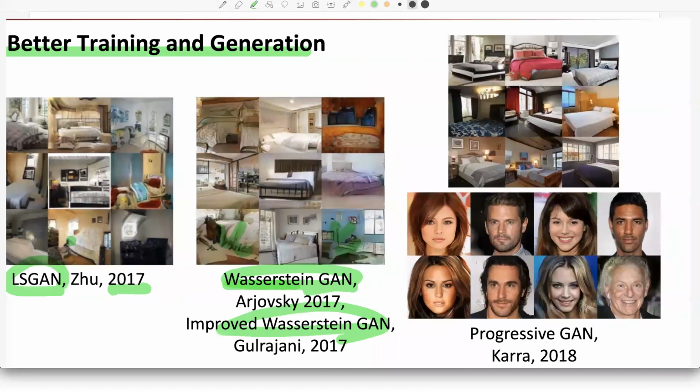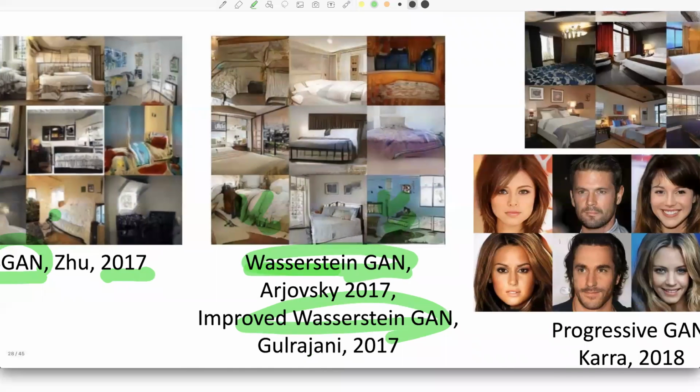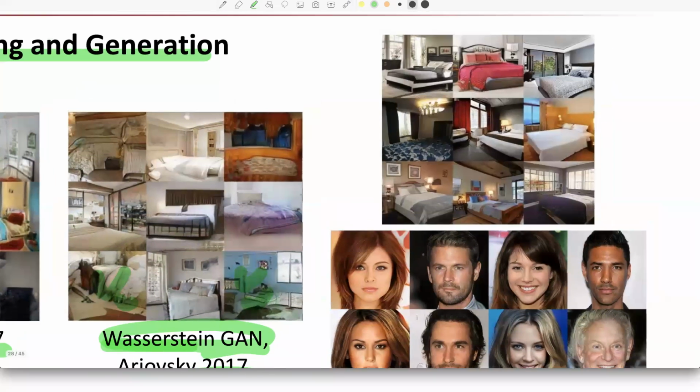In 2018, there was the progressive GAN. As you can see here, now we can generate real-looking images like this one. These are all generated samples by the progressive GAN. This is the scene data. This is a scene example, and this is a face example, something like this.